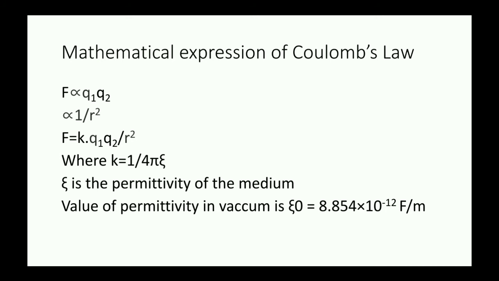This epsilon is basically constant for a certain medium, and it is called the permittivity of the medium. And epsilon in vacuum is generally expressed as epsilon naught, and the value of permittivity in vacuum is given by 8.854 into 10 to the power minus 12 farad per meter. We'll talk about this epsilon and permittivity in very much detail in our electromagnetic lectures.